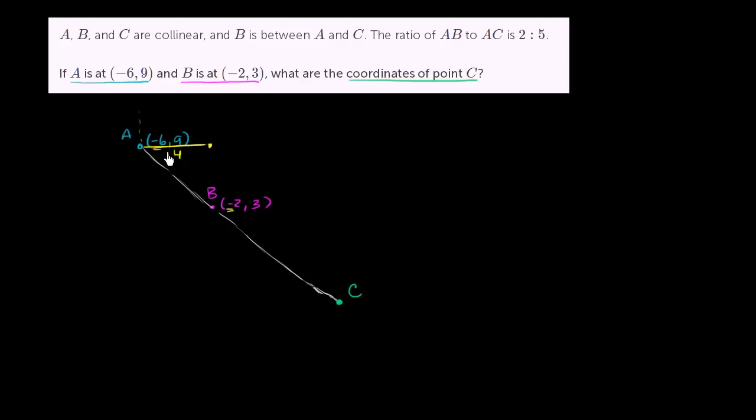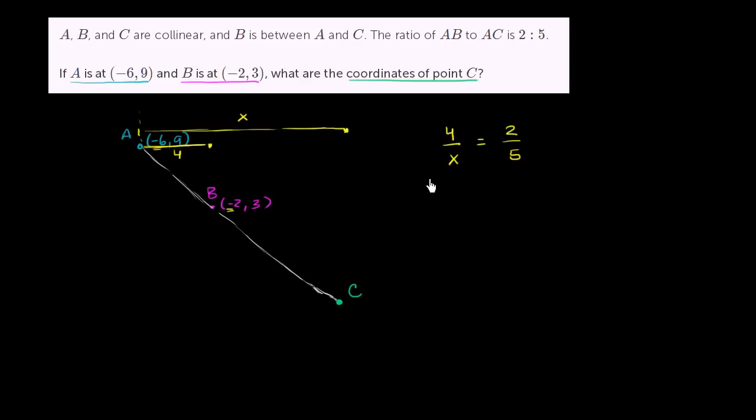Now, the ratio between this change and the change of the x-coordinate between A and C is going to be 2 to 5. So let's call this entire change x. The ratio between 4, the horizontal change from A to B, and x, the horizontal change between A and C, has to be the same ratio. So it's going to be 2 over 5.